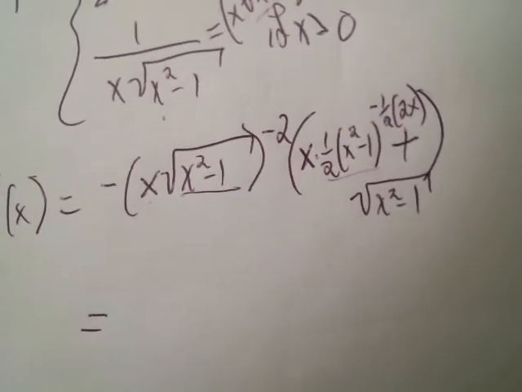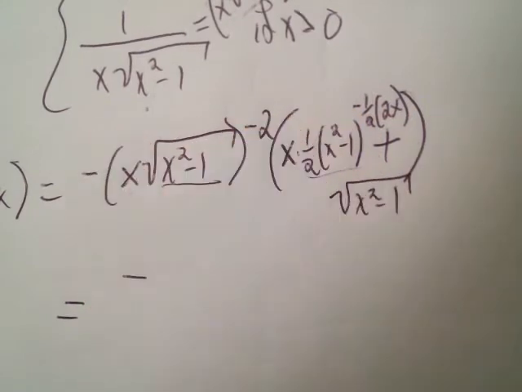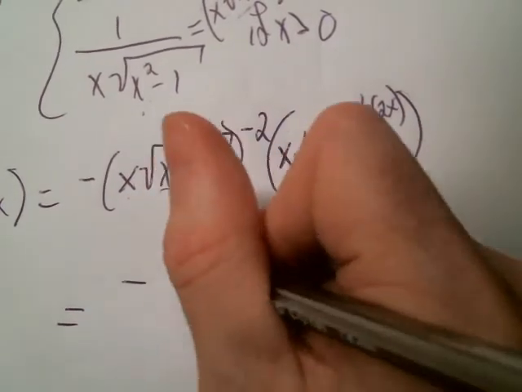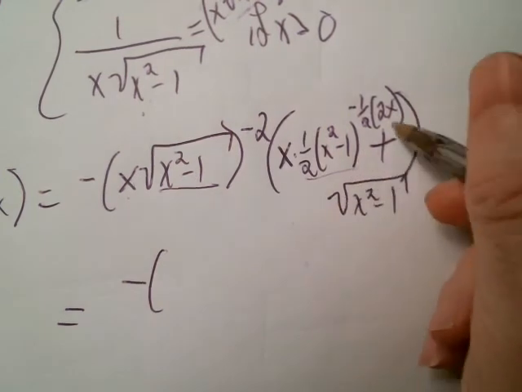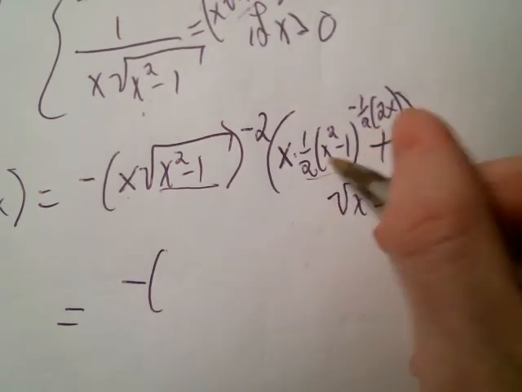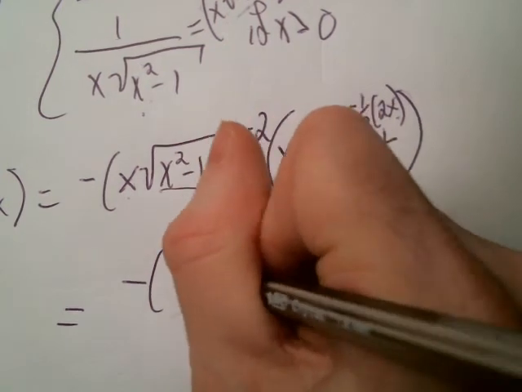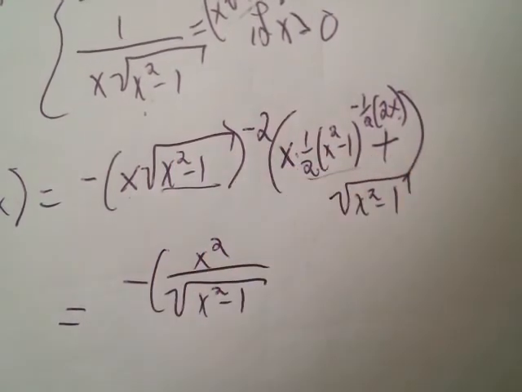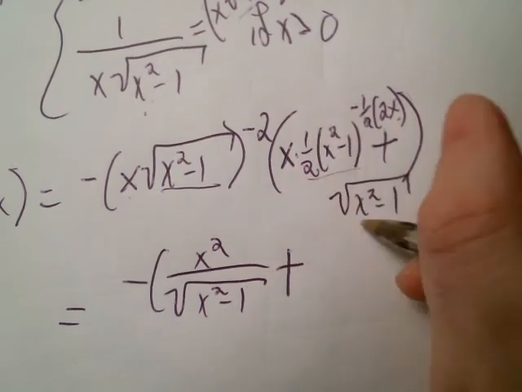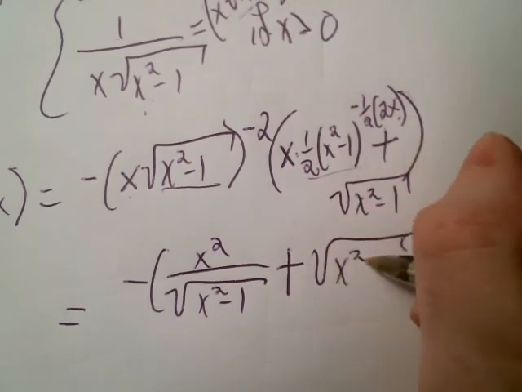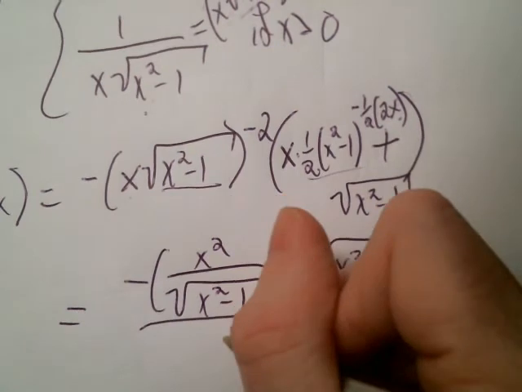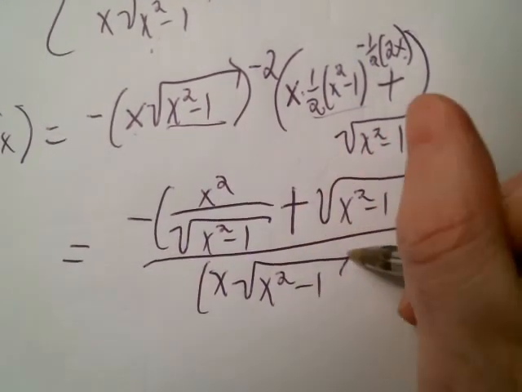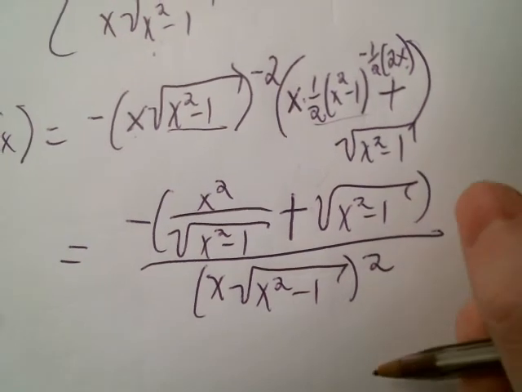Cleaning it up, what do we get? Negative, something nasty. Negative, this time, the 2 times the 1/2 will go, x times x is x squared, and then all over the square root of x squared minus 1, and then plus this thing, square root of x squared minus 1, and then that's all over x times the square root of x squared minus 1 squared.